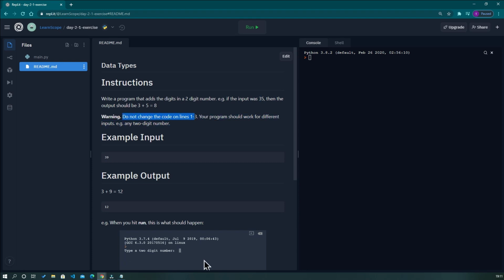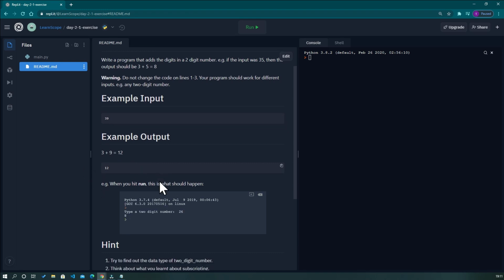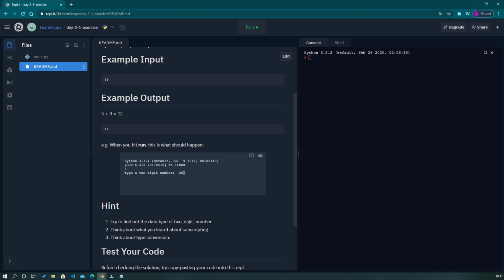Warning, do not change the code on lines 1 to 3. Your program should work with different inputs, for example, any two-digit number. Example input here, 39. Example output, so it should split it out into different numbers and give me the addition. Hint, try to find the data type of the two-digit number. Think about what you learned about subscripting. Think about type conversion.